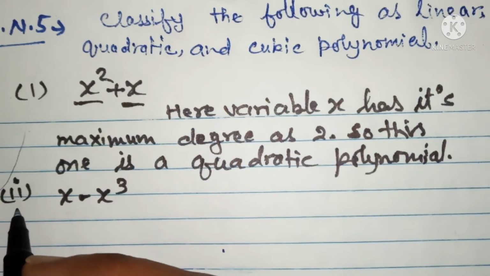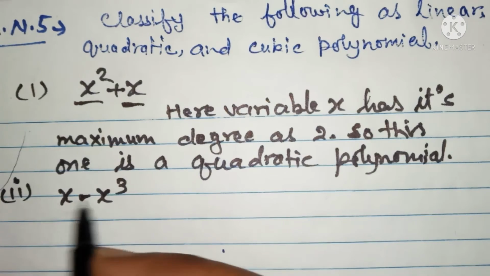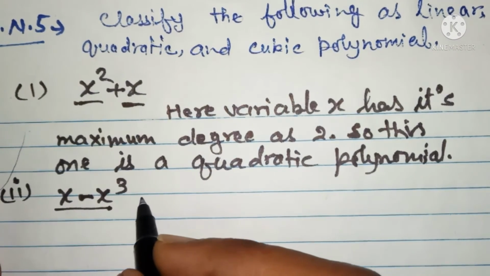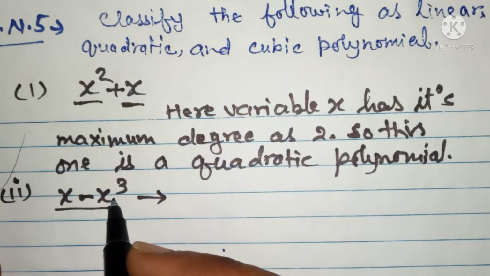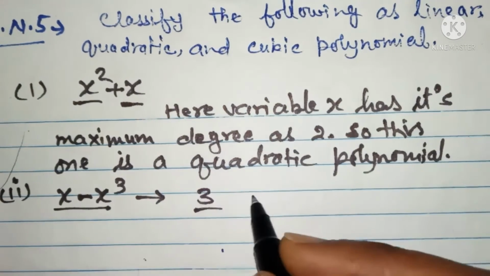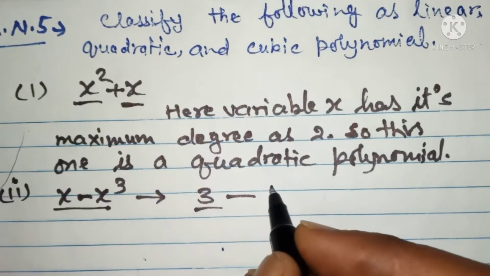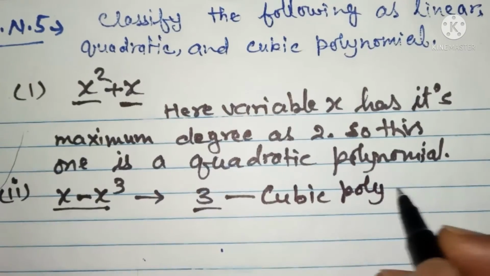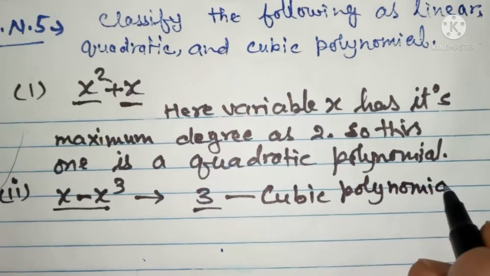Question number 5, part 2, we have the polynomial x minus x to the power 3. Here the variable has its maximum power as 3. We call it a cubic polynomial. So this one is a cubic polynomial.